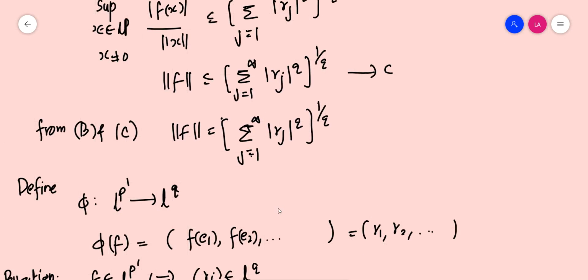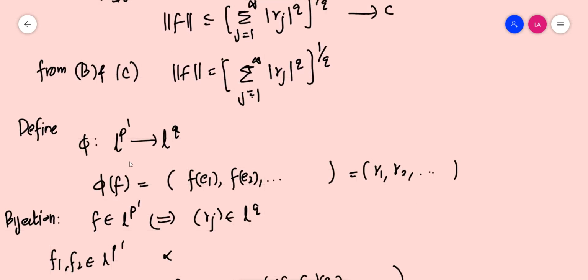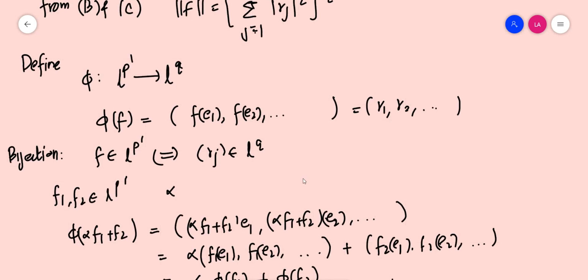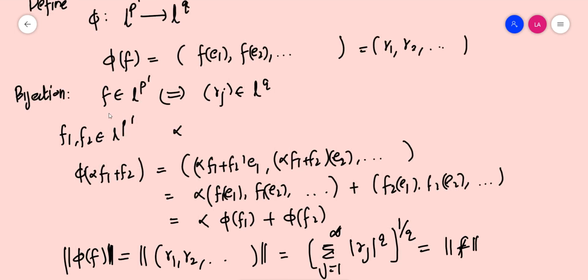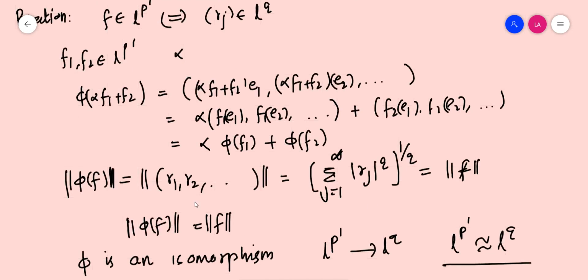Now we have enough tools to define our isomorphism. We define an isomorphism from LP dash onto LQ by means of this map, which maps f to f of e1, f of e2, etc., or gamma 1, gamma 2, etc., where e1, e2, etc., are the Schauder basis of LP, and which is actually linear, which is actually a bijection because associated with every element in LP dash there exists a unique gamma j in LQ. So there's a one-to-one correspondence which is linear and which also preserves norm by our equations A and B. So we have established an isomorphism from LP dash onto LQ. So LP dash is isomorphic to LQ. So the dual of LP is actually LQ.